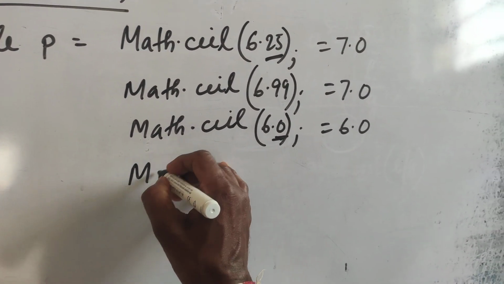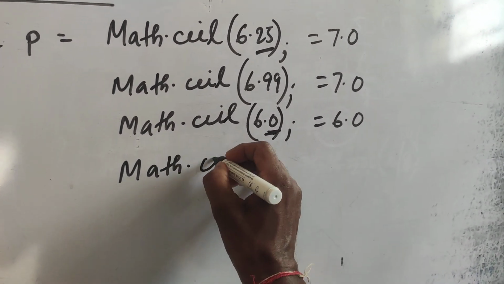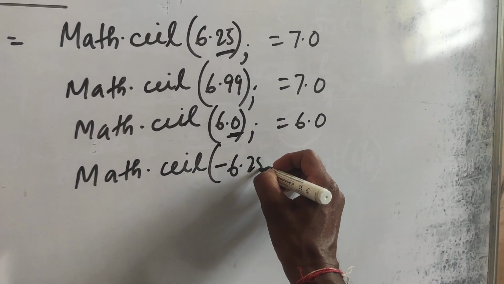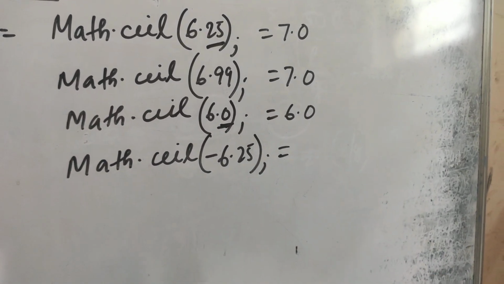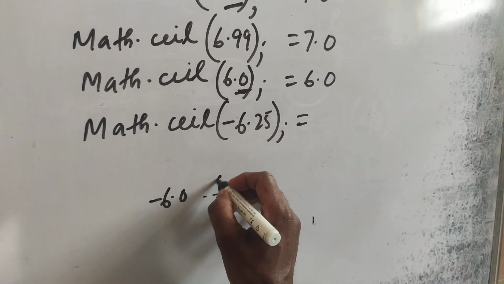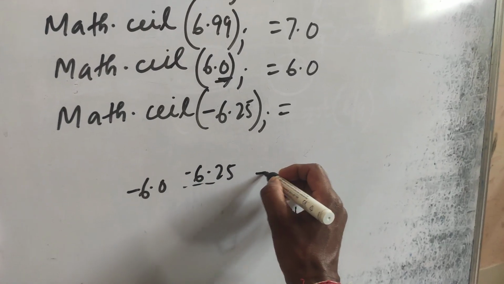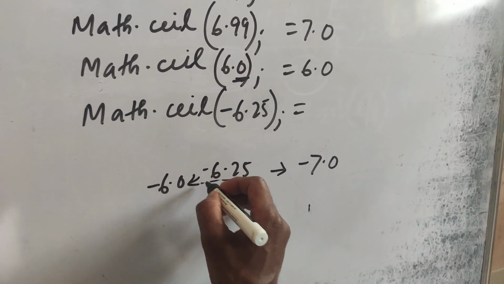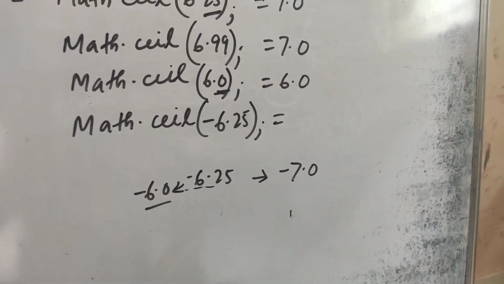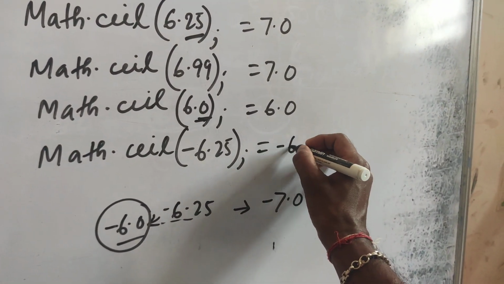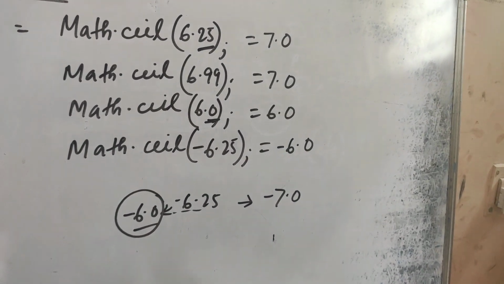If it is in the minus, now see, next higher integer, remember that. If it is minus 6.25, then what result will come? See, minus 6.0 to minus 6.25, then minus 7.0. It is between these, so the next higher integer is this. So minus 6.0 is the answer.